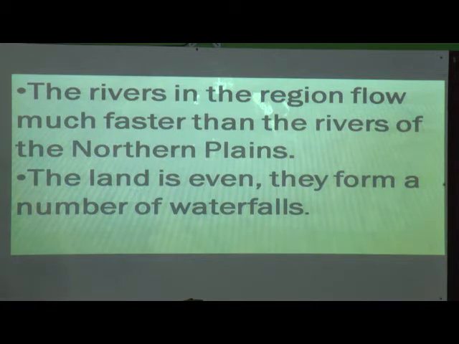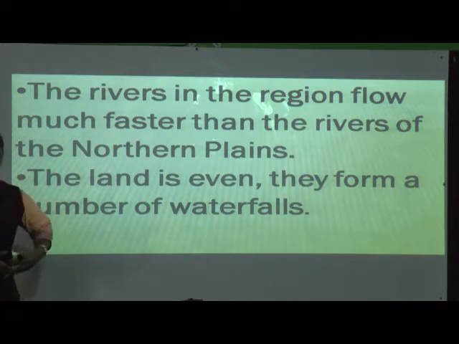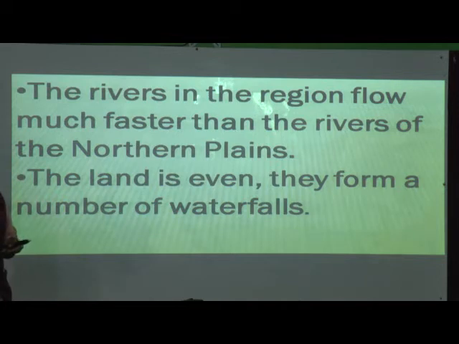The rivers in the region flow much faster than the rivers of the northern plains. To explain this point, I want to give one example. Say you are at home and your friend is on top of a balcony. You are holding one mug of water and your friend is also holding one mug of water up there, while you are standing down. At the same time, you both throw one mug of water on the land. What happens here? Which flows faster, the one you are pouring or the one your friend is throwing from above? Can you tell me?